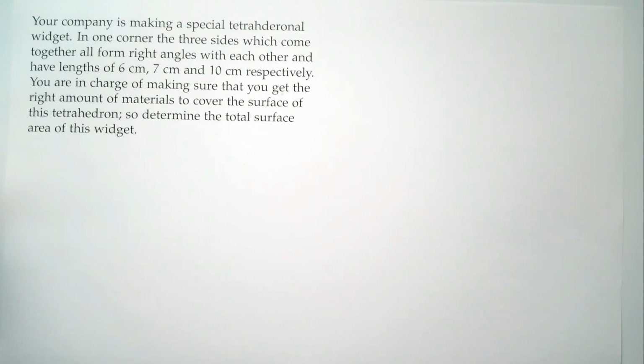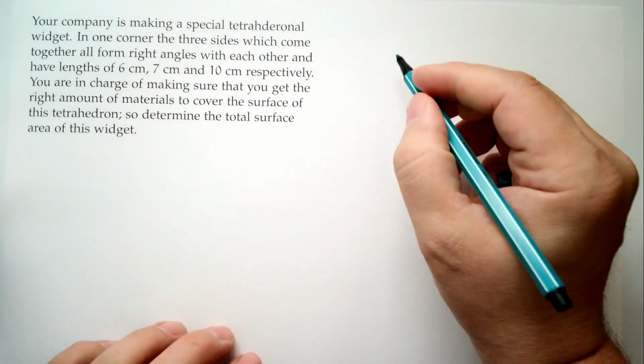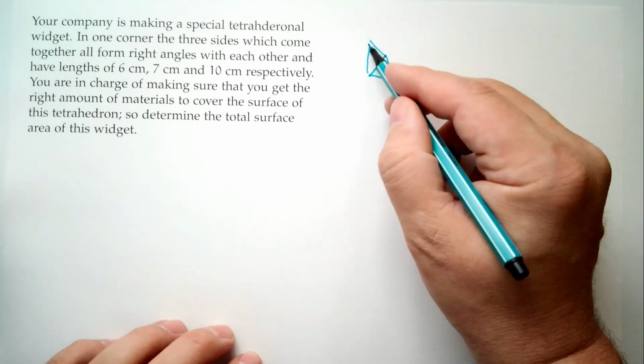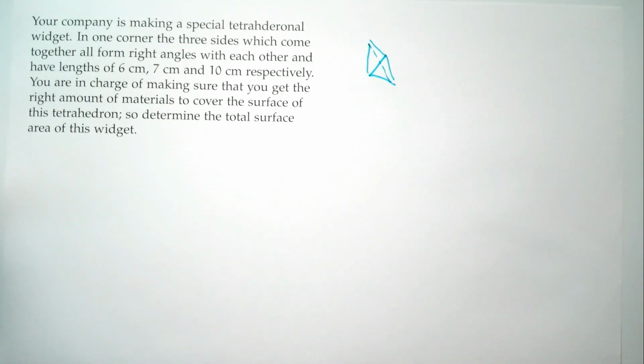So before we get to today's topic, we should do a quick review problem. Your company is making a special tetrahedral widget. A tetrahedron is sort of like a three-dimensional triangle, so it looks something like that. All right, well, now what happens?